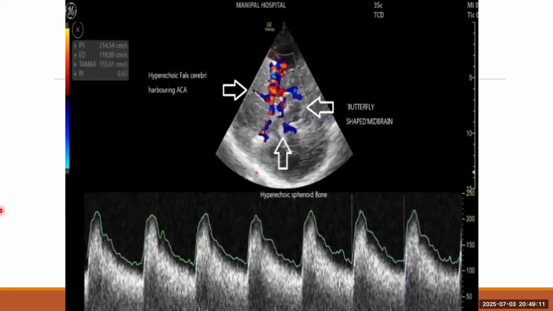This is again the mesencephalic view with possibly all the vessels which we could insonate here. And there is, of course, a lot of aliasing here. Here we can see the hyperechoic falx cerebri also harboring the ACA, and a butterfly-shaped midbrain. We can also see the opposite side vessels, that is the opposite MCA and the opposite P1, P2 also visualized in this image.